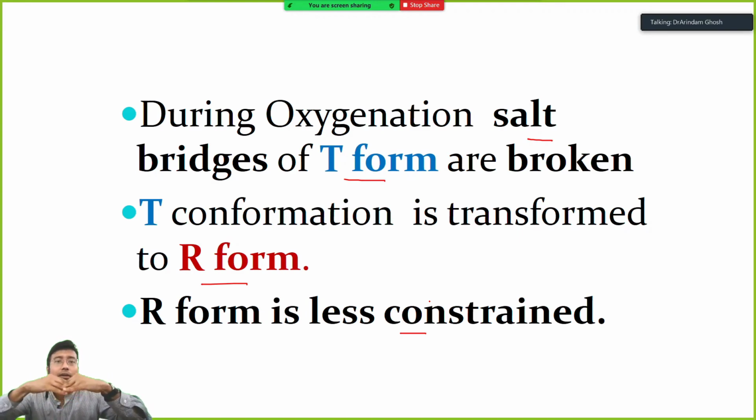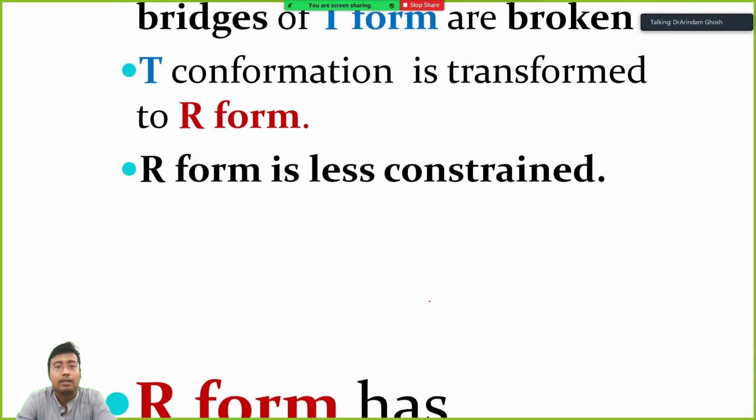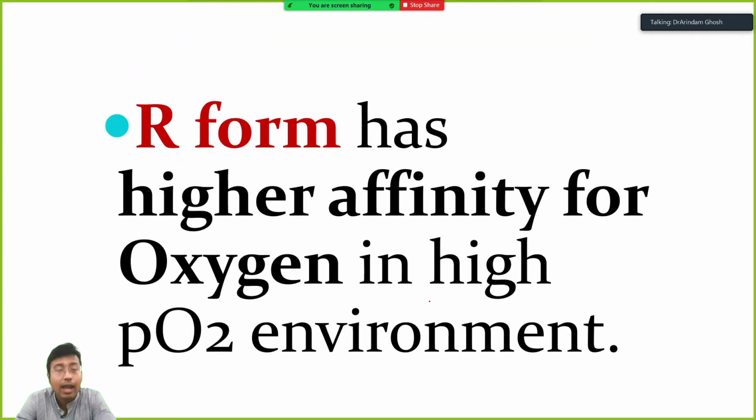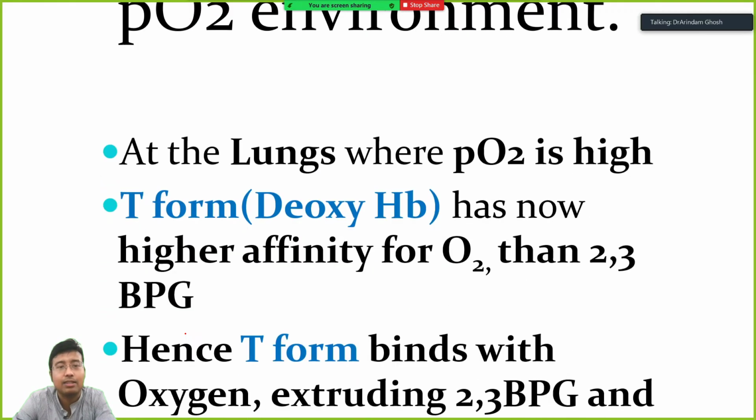So if you have curved a thick piece of paper, I mean plastic, into a more bent position, if you let go of the pressure, it will return to its original position. So it is much less constrained. The planar conformation is much more stable. Okay. And this R form has higher affinity for oxygen in a high PO2 environment, that is lungs. In lungs, hemoglobin changes to R form and it now attracts oxygen. Remember in T form, it was letting go of the oxygen, now it wants oxygen. Fine, just the reverse.